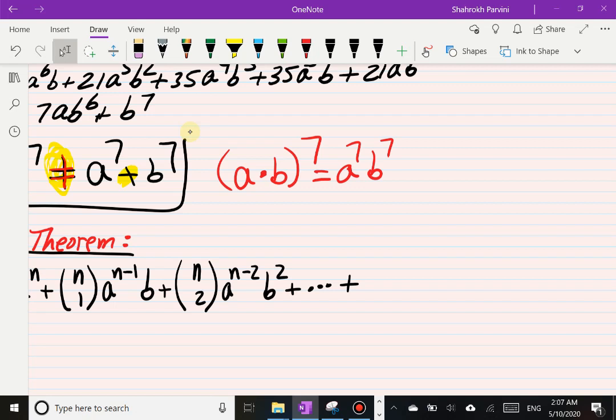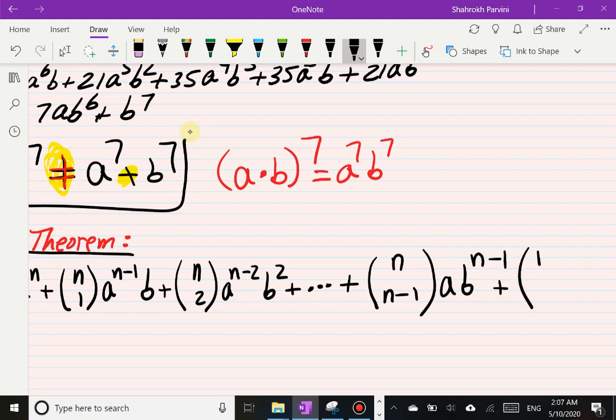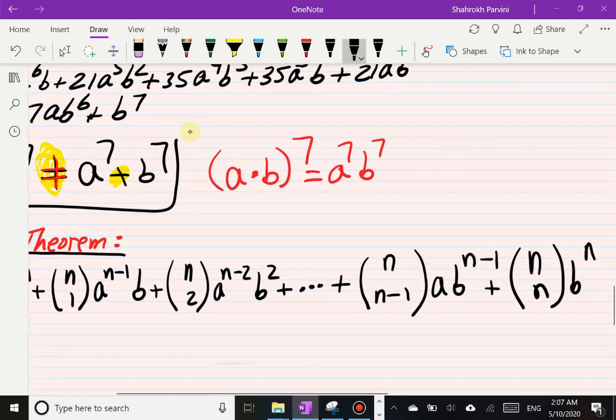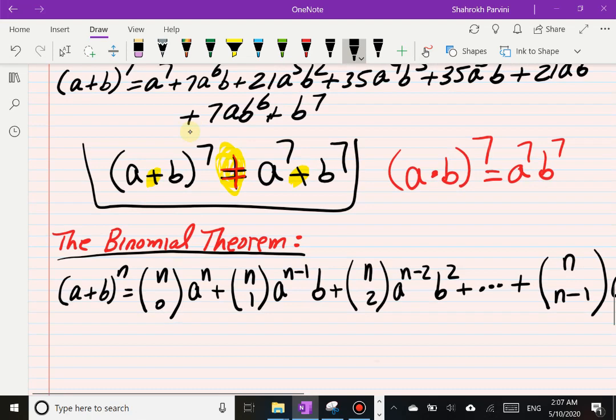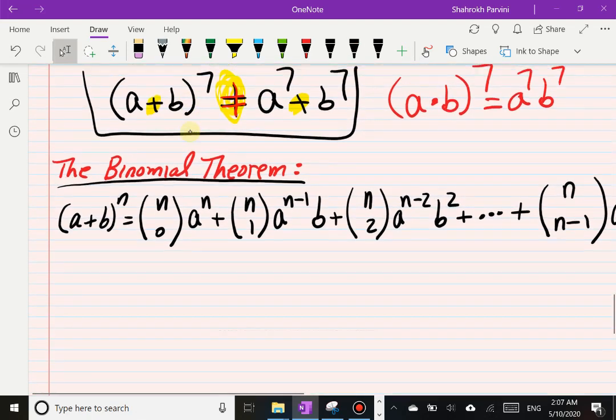We don't want to memorize it actually, but we want to be able to use it. So remember, we went off of a pattern that we saw. So that's what we want to do. But I'm going to write the theorem just so you have it. So this continues on. The term before the last term is n choose n minus 1, a b to the n minus 1, plus the last term is n choose n, b to the n. Pretty fancy, huh? And there you go. That's the binomial theorem.